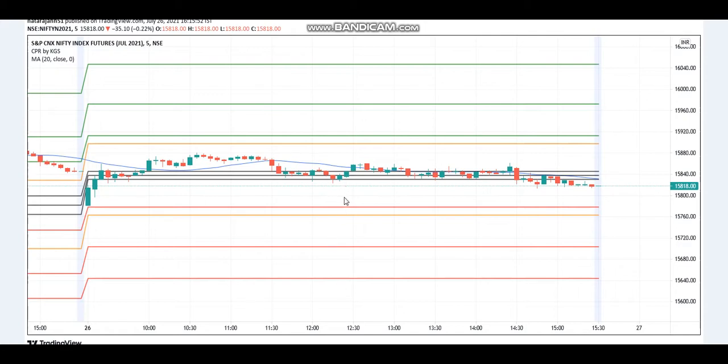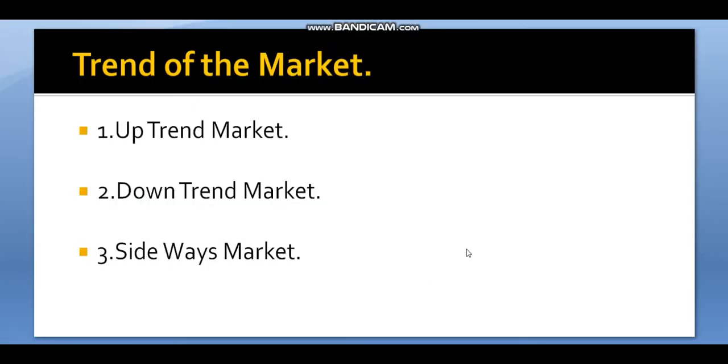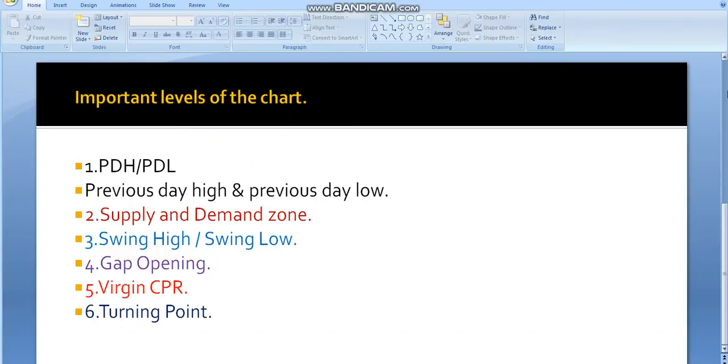Before entering the market, we have to decide what is the trend of the market, whether the market is in upside or downside, that we have to see, or if it is in the sideways, scalping method we can trade. Levels of the chart. So I have a slide actually that I am going to put.